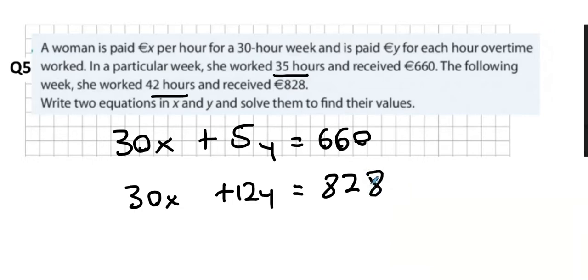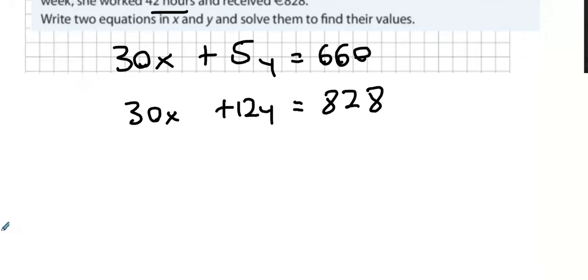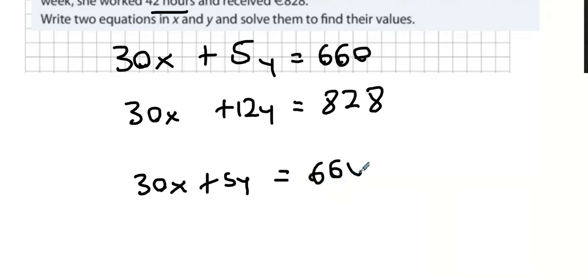Now, lads, let's get rid of the X's. How do we get rid of the X's? Hey, you can minus either of them, but yeah, let's minus the bottom one. Okay. Now, lads, we minus the bottom one. Okay. And what we get is minus 30x minus 12y equals.